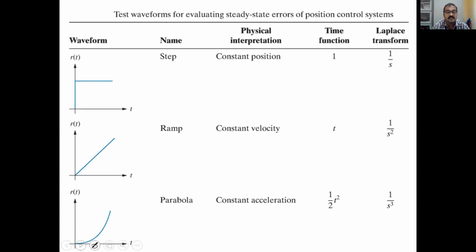Normally we will check steady state error for three inputs: step input, velocity or ramp input, and parabolic or acceleration input. If it is a unit step input, then the Laplace transform gives you 1 by s. If it is a unit ramp input whose slope is 1, then you get a Laplace transform of 1 by s square. Similarly, if the parabolic input is half t square, then you get the Laplace transform as 1 by s cube.